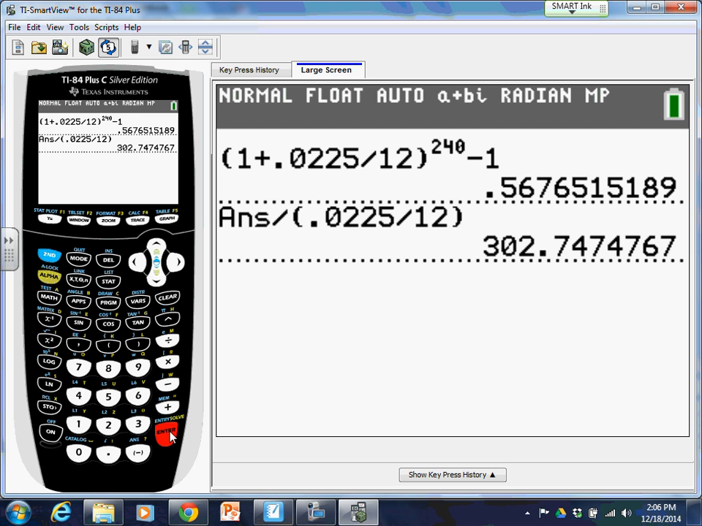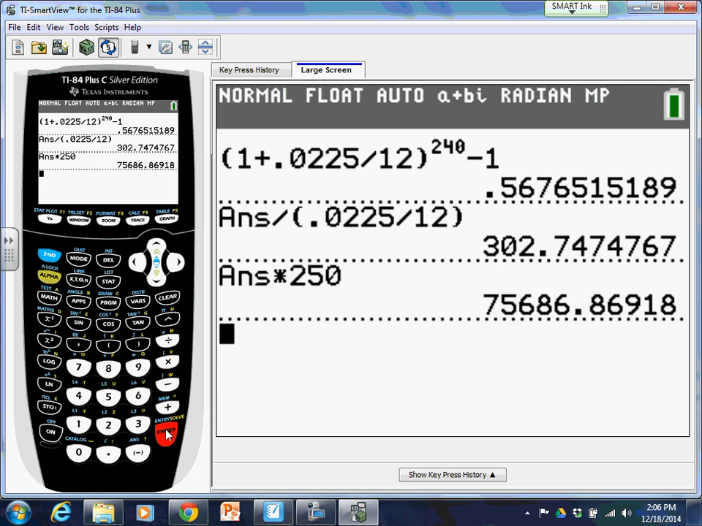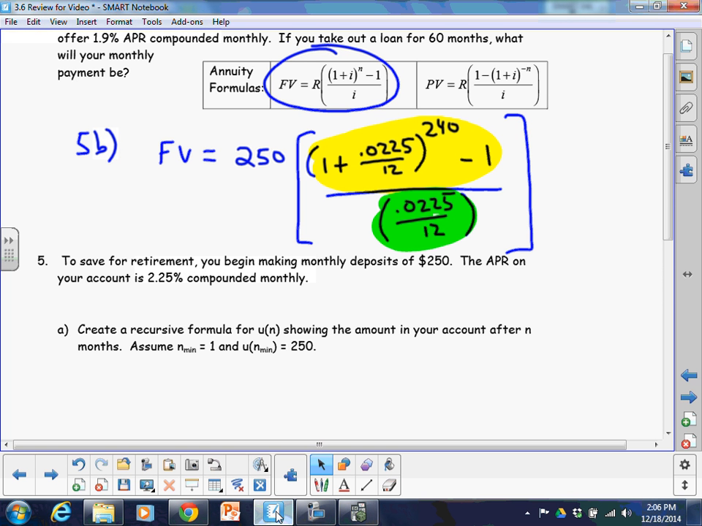Okay, so that's the big parentheses stuff that needs to get multiplied by R, which again was 250 in this case, and hopefully we get the same answer we got from the graph. And there it is. Okay, so everything worked out nicely. Okay, so that should kind of get you through.